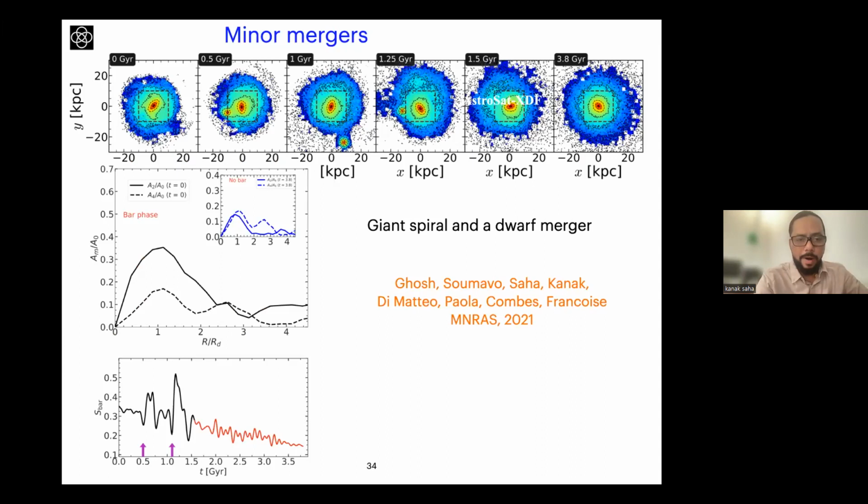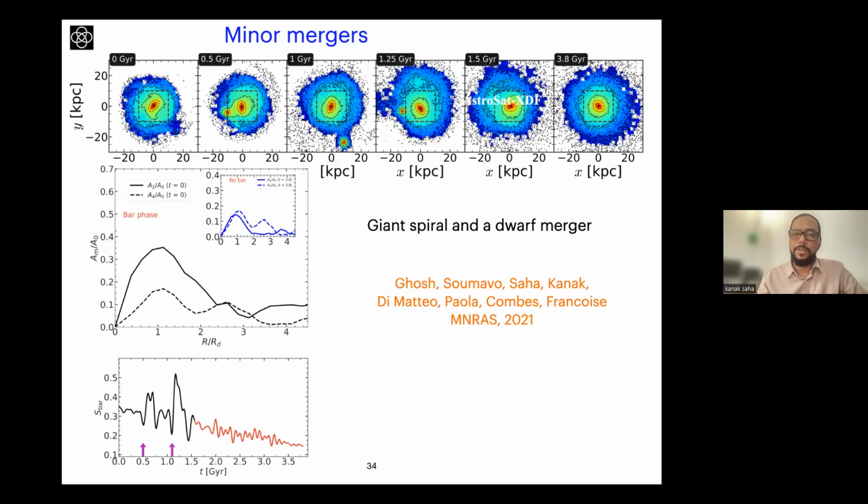At t equals zero, we have a bar. But at the end of the simulation, when the dwarf has merged, the bar strength is reduced. You can see that at the end, the bar strength, or the A2 parameter, goes down smoothly. So this is another example of inspiraling, in this case the dwarf galaxy going to the center.